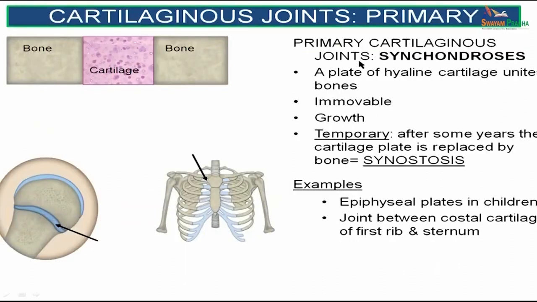So the primary cartilage joint or the synchondrosis, in which we have two bones joined by a plate of cartilage. These joints are immovable. They allow growth and they are temporary. That means after some years, the cartilage plate is replaced by bone. This procedure in which the cartilage plate is replaced by bone is called synostosis. Examples, the epiphyseal plates seen in small children between the ends of long bones. This is an example of primary cartilage joint. And also the joint between costal cartilage of first rib and sternum.